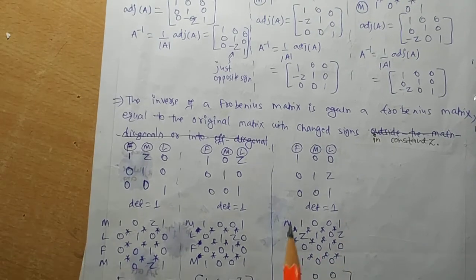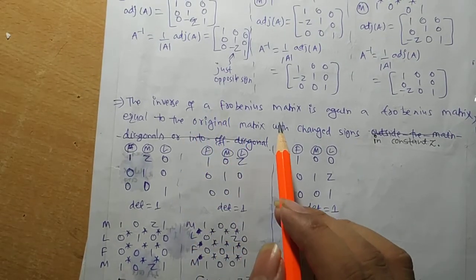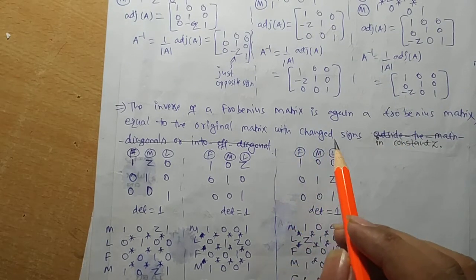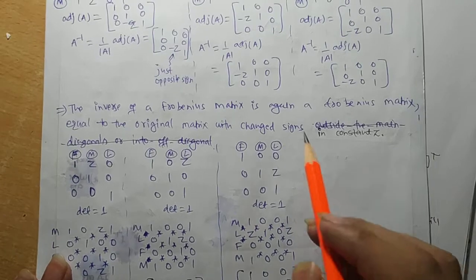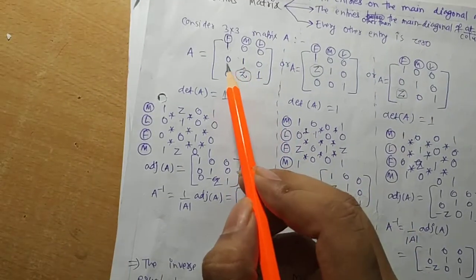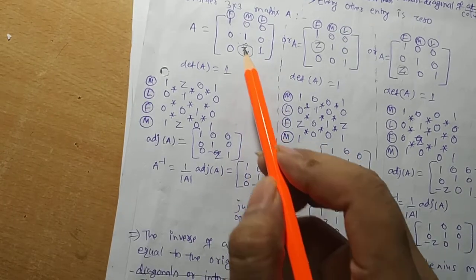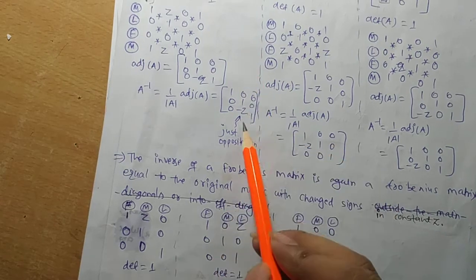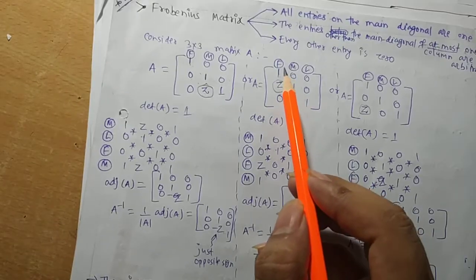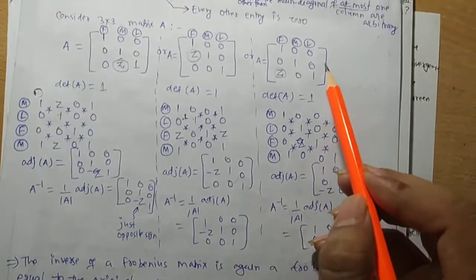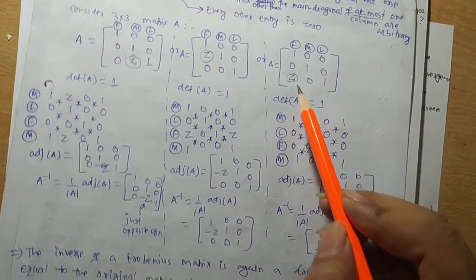What is the speciality of this matrix? If you find the inverse of this matrix, it will be equal to the original matrix, but with the sign changed on the constant z. So in every case, the inverse of this will be the same matrix but with the sign of z changed to minus z. Similarly, for this one, the same matrix will come but with the sign changed to minus z.